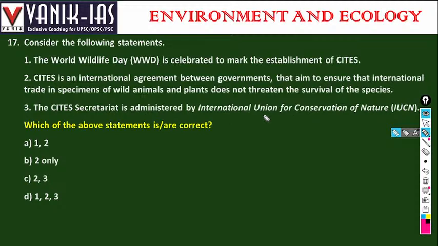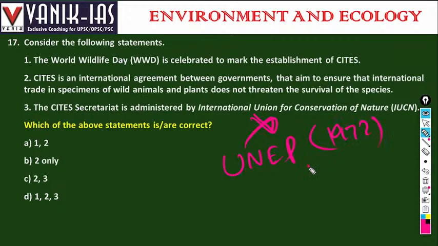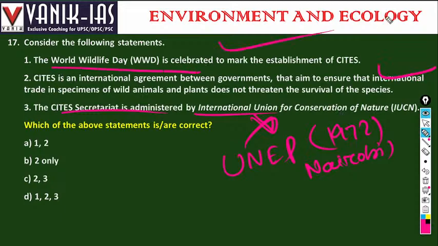CITES secretariat is administered by IUCN. This is wrong, right? CITES is different. CITES secretariat is administered by UNEP, the United Nations Environment Programme established in 1972, with headquarters at Nairobi, Kenya. So last statement is wrong. Then CITES is an international agreement between governments, with emphasis on international trade in specimens. Yes, second statement is right. World Wildlife Day is celebrated to mark the establishment of CITES. Yes. So statements one and two are right regarding CITES.